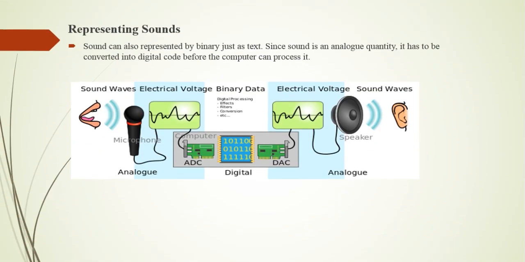Now see how sounds are represented in a computer system. Sounds can also be represented by binary, just like text. Since sound is an analog quantity, it has to be converted into digital code before the computer can process it. Sound is recorded through a microphone and a software ADC will convert it into digital format by recording amplitude at specific time intervals. This is known as sound sampling.